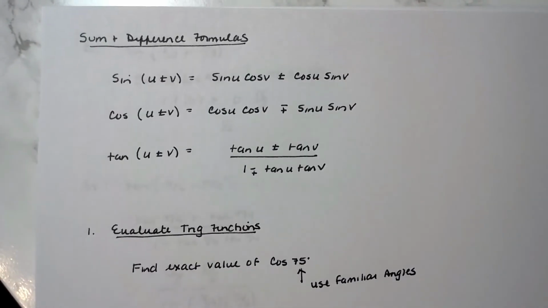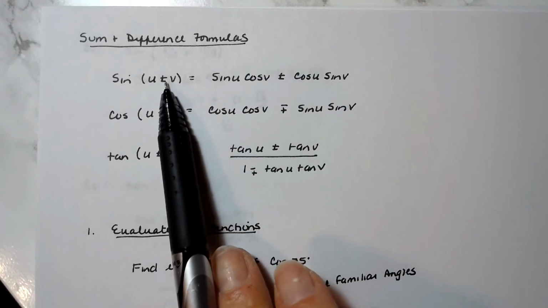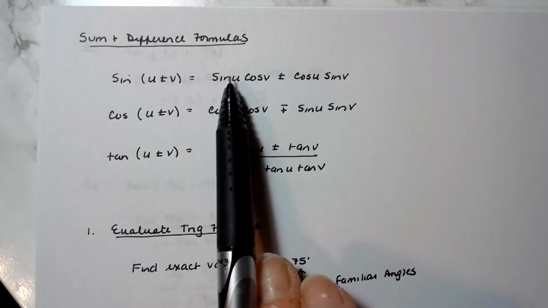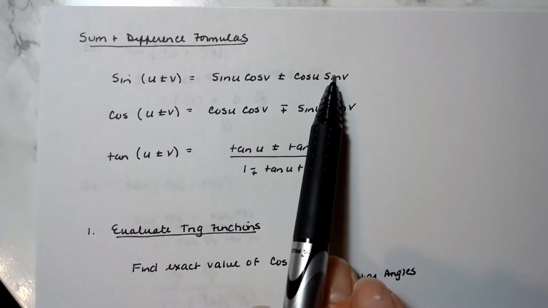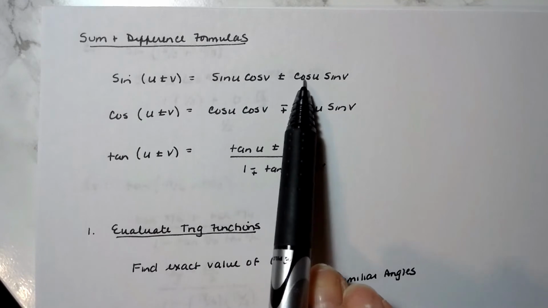Alrighty guys, so this is section 5.4 and this is the sum and difference formulas, right, for which you'll get to use a formula sheet on your test. So we have the sum or difference for the sine function. So if it's u plus v, we get sine cosine plus cosine sine. If it's the sine of u minus v, it's sine cosine minus cosine sine.